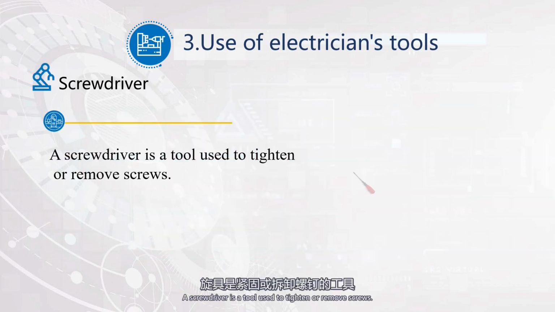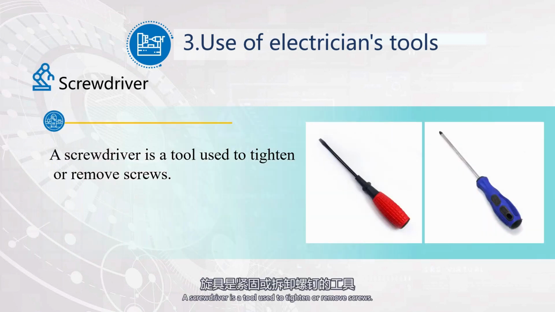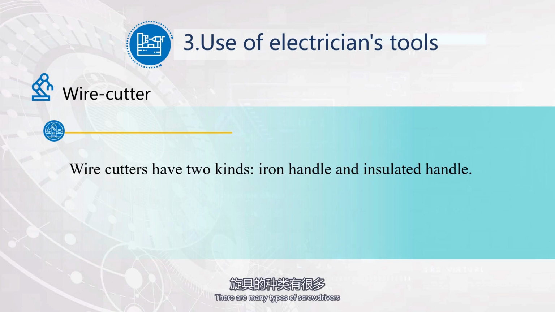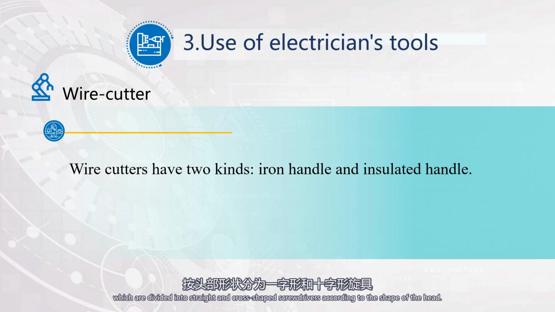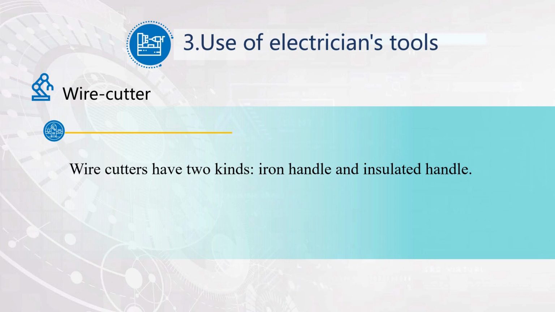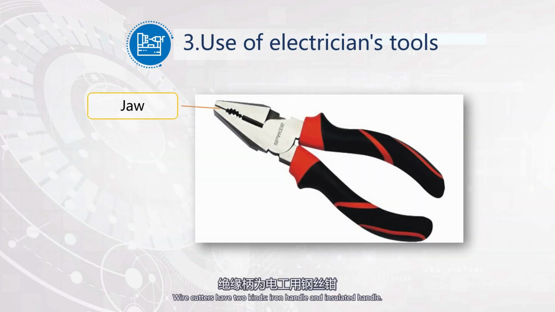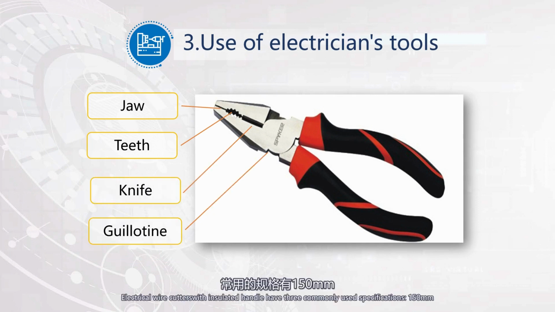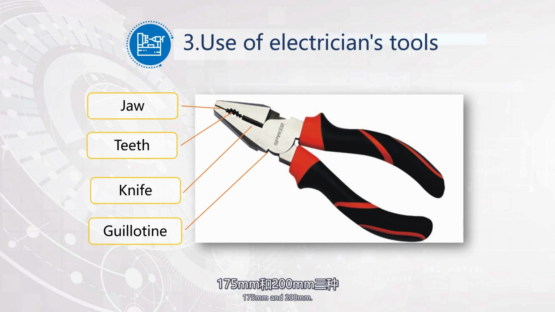A screwdriver is a tool used to tighten or remove screws. There are many types of screwdrivers which are divided into straight and cross-shaped screwdrivers according to the shape of the head. Wire cutters have two kinds, iron handle and insulated handle. Electrical wire cutters with insulated handle have three commonly used specifications: 150 mm, 175 mm, and 200 mm.